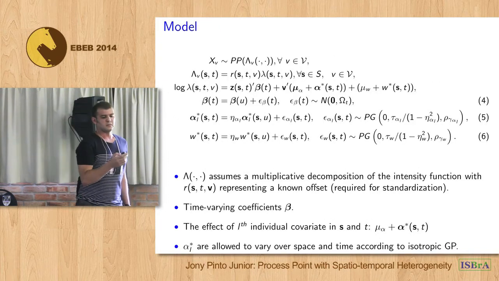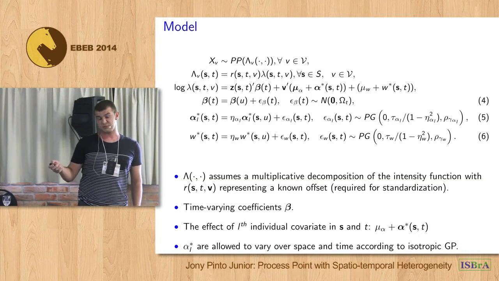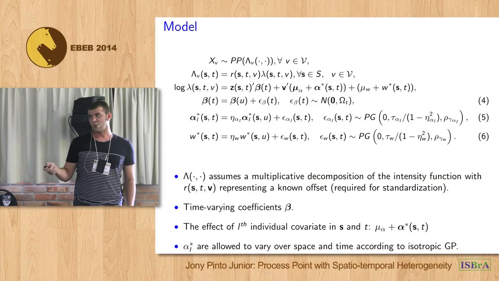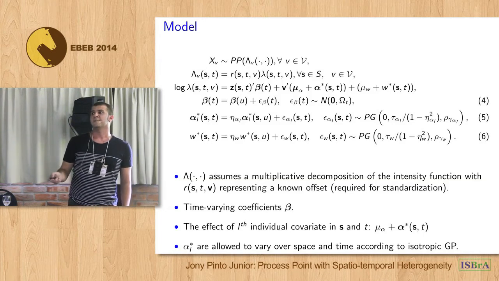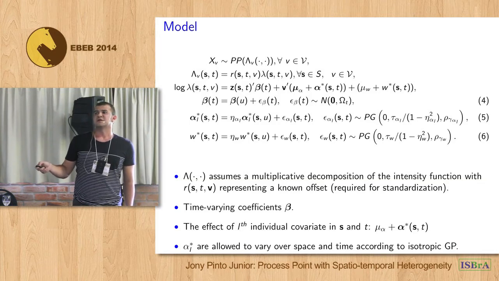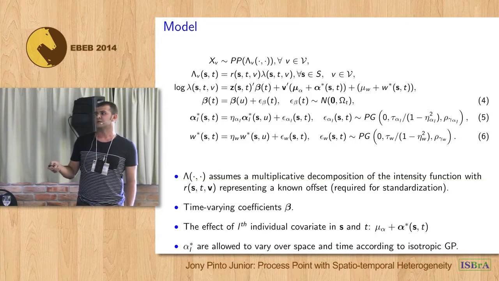So, this is the model we are proposing. We have a collection of Poisson point patterns with intensity function capital lambda. The intensity function assumes a multiplicative decomposition with R S T V. It's a known offset. The lambda, as we can see, is a function of spatial covariates, unit-specific covariates, and a random intercept. The model allows the effect of spatial covariates beta to vary over time, as in the expression given in 4, and the effect of unit-specific covariates is given by a sum of 2 components. One of these components, alpha star, is allowed to vary over space and time according to the equation given in 5, where eta is a temporal correlation parameter and eta depends on t and u. We have the same situation here for the random intercept.